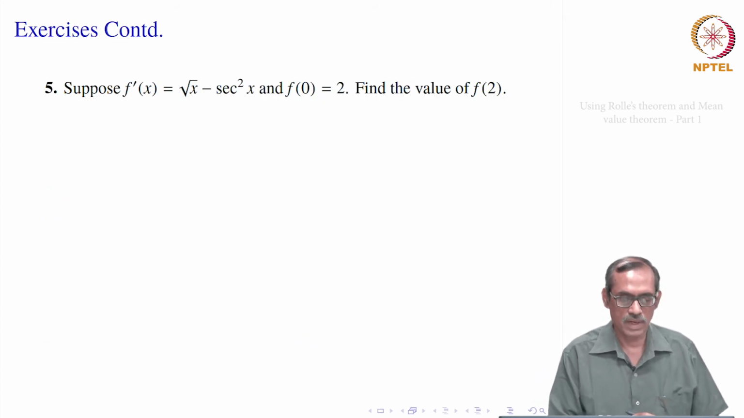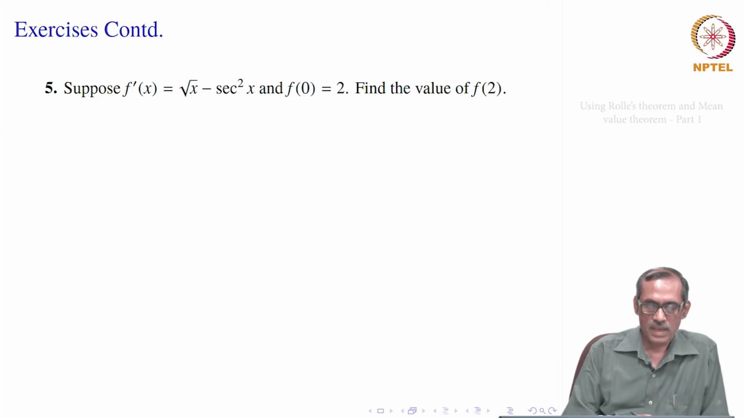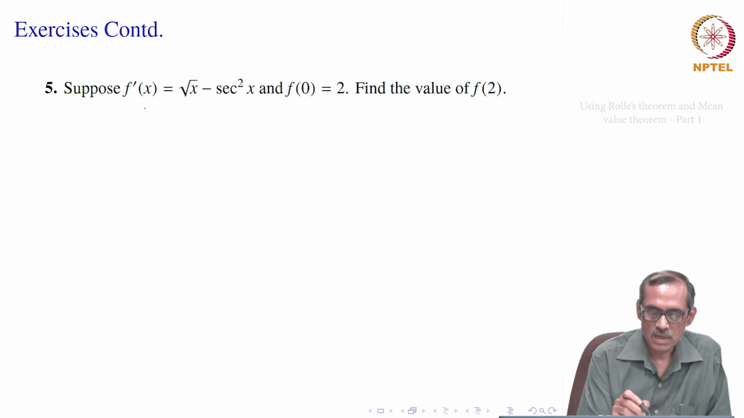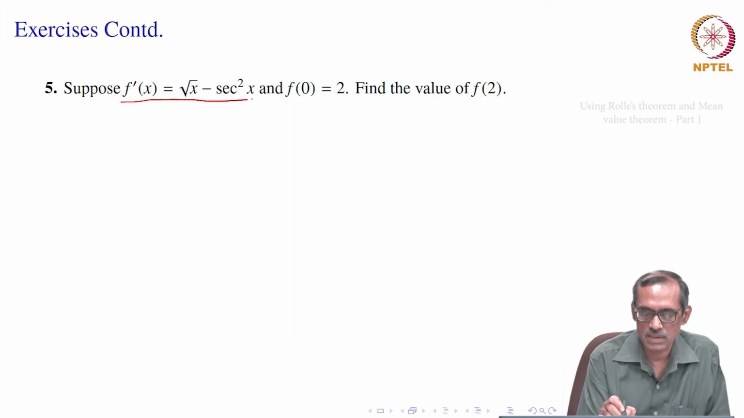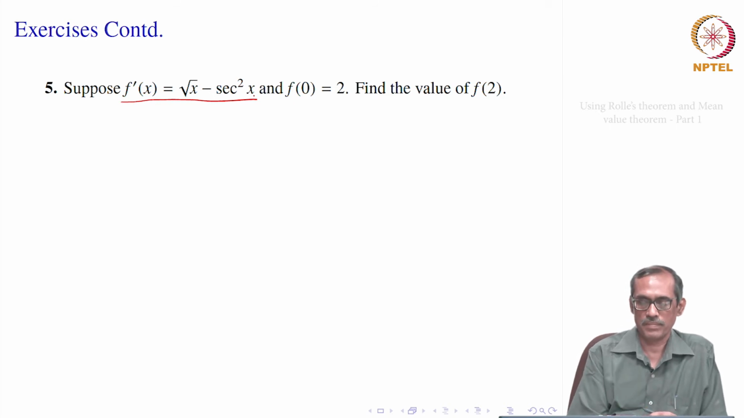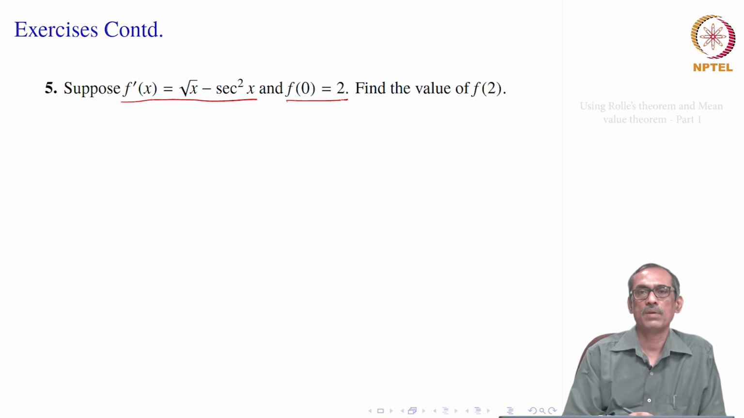Okay. So, let us take the next problem. Here there is a function, assumed to be defined on its domain to real numbers, such that f prime of x equals square root of x minus x secant square x. We are given information on f prime, and also we are given f of 0 equal to 2. So, find the value of f of 2.